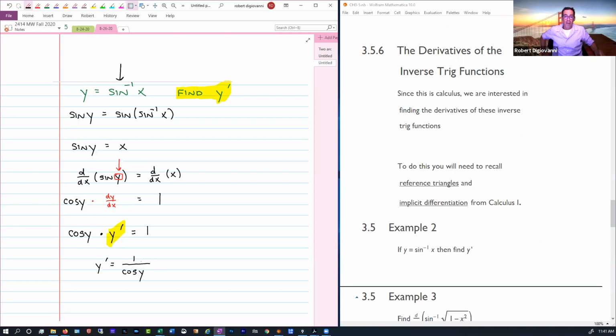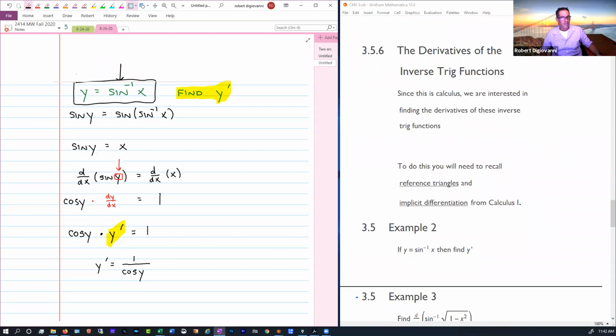Okay, so we have solved. We know what y prime is. The only problem with our answer is that it's in terms of y, not x. Our original function was y as some function of x, and our answer is a function of y. So it would be really nice if we could rewrite that in terms of x, not y.